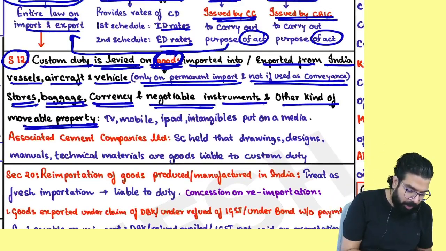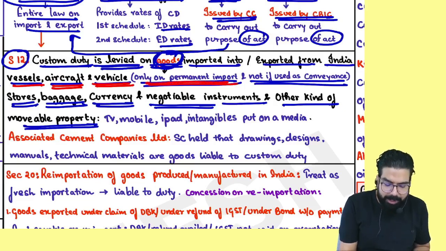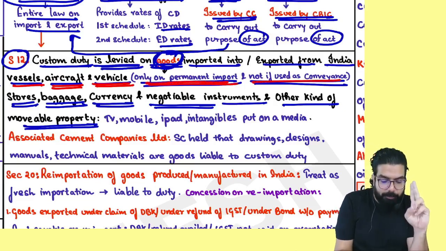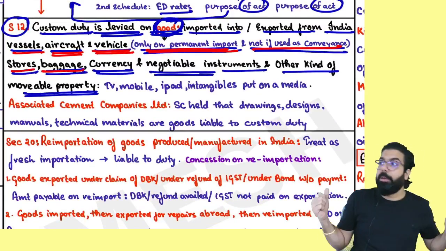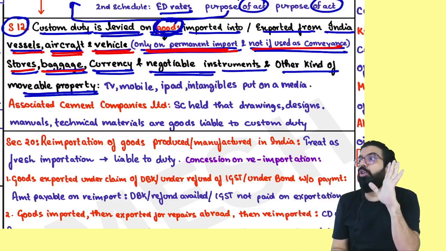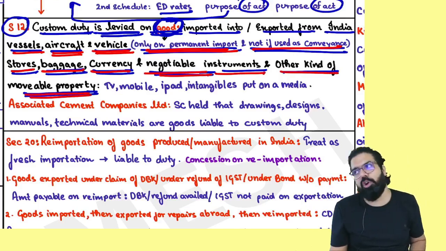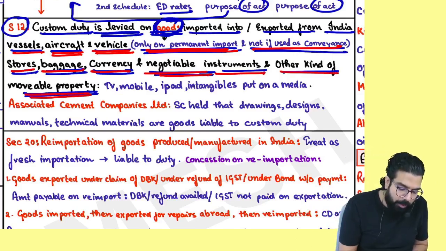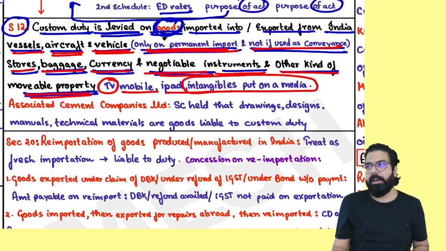Can you tell me goods means what? Vessel, aircraft, or vehicle only on permanent import, not when they are imported as conveyance. Next, stores, baggage. People, you went outside India, you came, you had one baggage along with you. That is also goods. Currency, negotiable instrument, and any other kind of movable property is also goods. What are the kind of movable property you got from outside India? TV, mobile phone, iPad. Intangibles put on media.